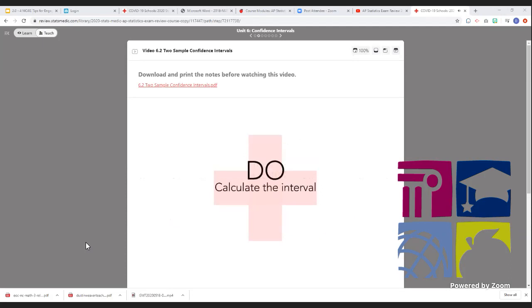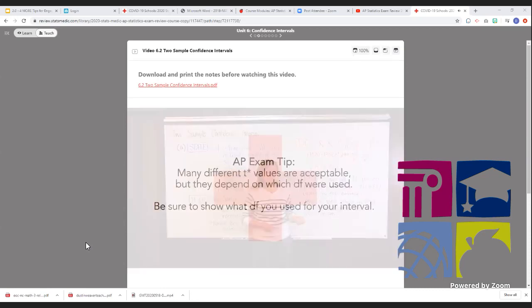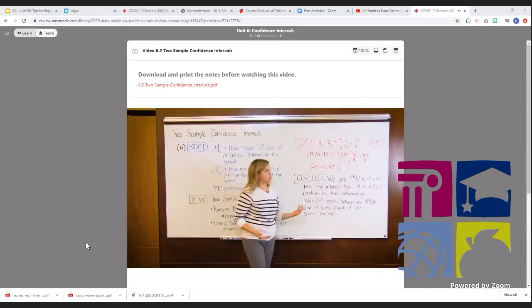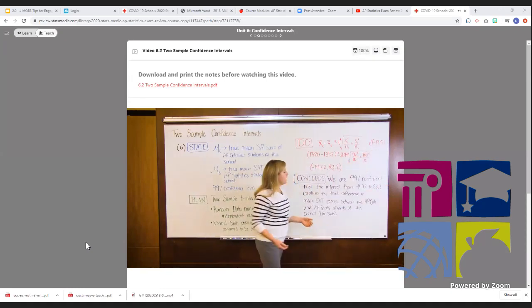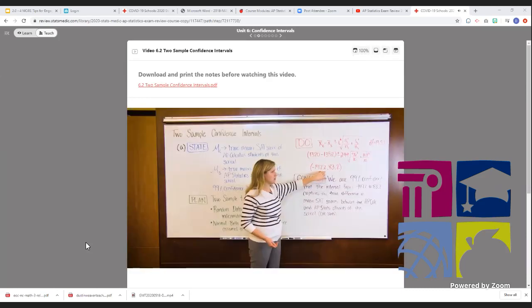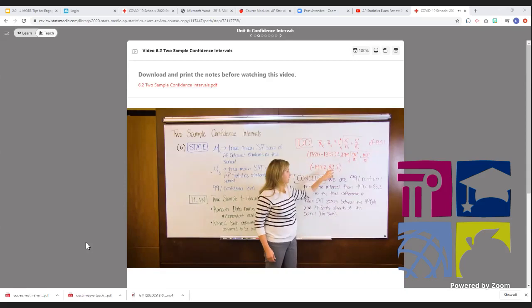Now for the do portion, I've listed out my formula here. Now an AP tip for the do portion: many different T-star values are acceptable, but they depend on which degrees of freedom were used. Be sure to show what degrees of freedom you used for your interval. So I've used the precise degrees of freedom from my calculator, 13.51, and that gave me a T-star of 2.99 and then this final interval. No matter which degrees of freedom you use, make sure your degrees of freedom align to your T-star and that aligns to your final confidence interval.